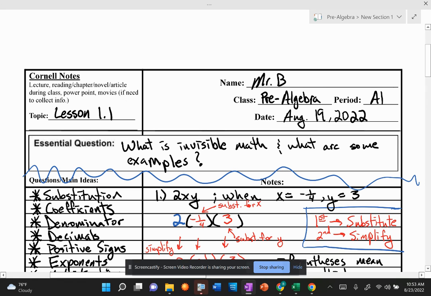Okay, so at the top of your Cornell notes, make sure that you put your name. For class, this is pre-algebra. For period, this is A2. And today's date is not the 19th. Why does that date on the Cornell notes say the 19th? Because that was the last time we did that lesson. The 19th is when we did the notes in class. So that's the date that you want to have at the top of your Cornell notes.